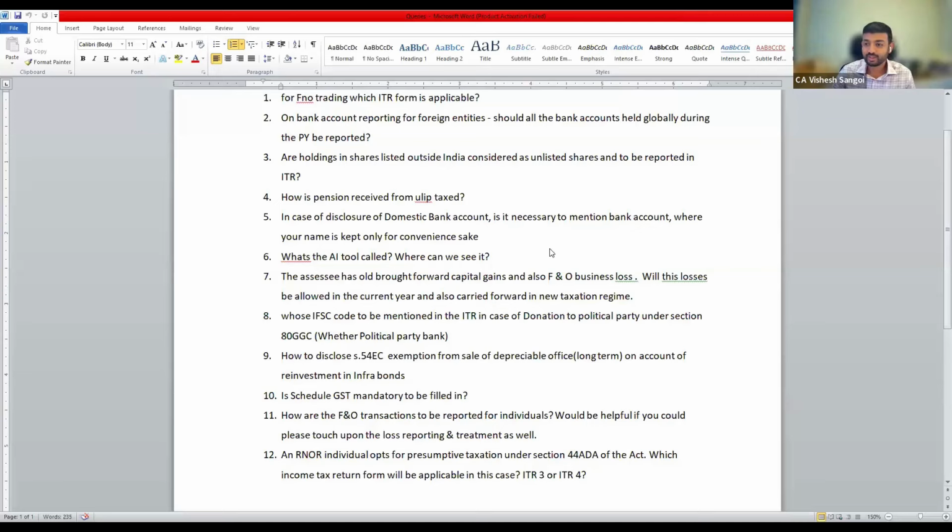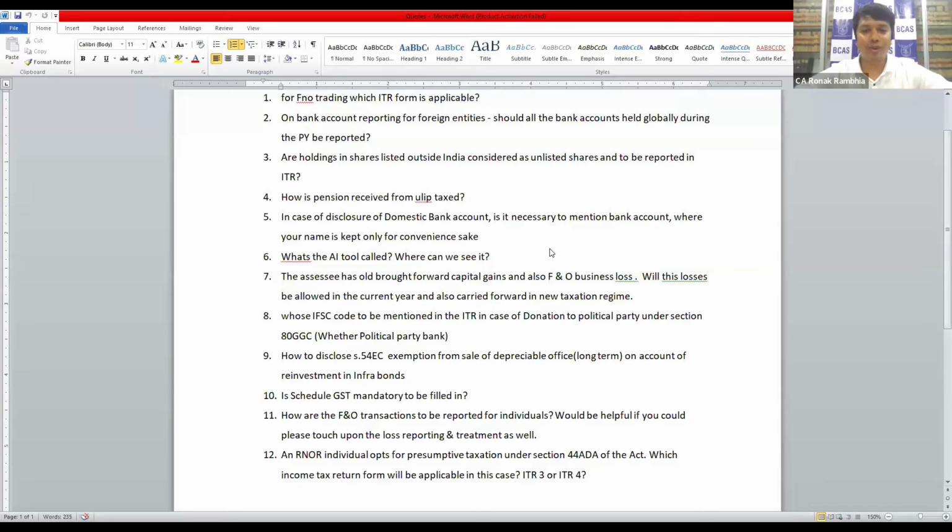Right. So the next one, Akshar. In case of disclosure of domestic bank accounts, is it necessary to mention bank accounts where your name is kept only for convenience sake? I believe yes, because the convenience is not known to the income tax department. Right. So the question here is probably where there are multiple joint account holders. If it's a joint account, then the primary account holder should mention it and the other person can skip. Correct. Very well.